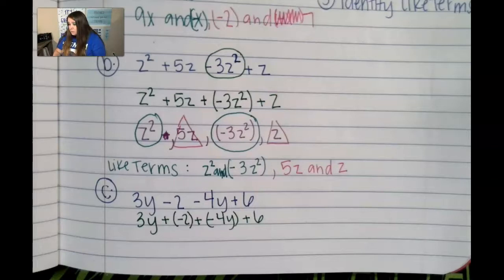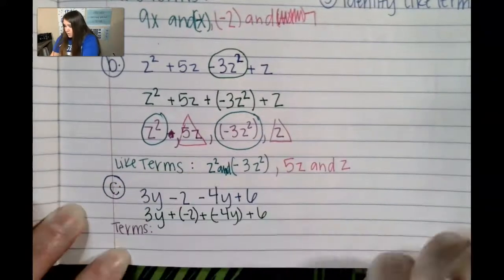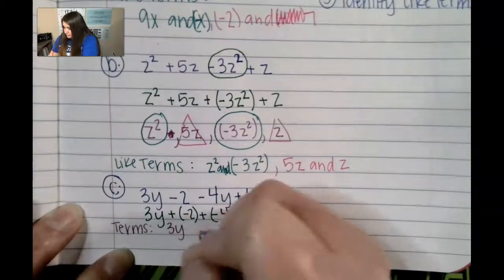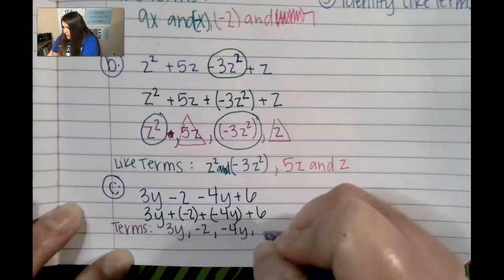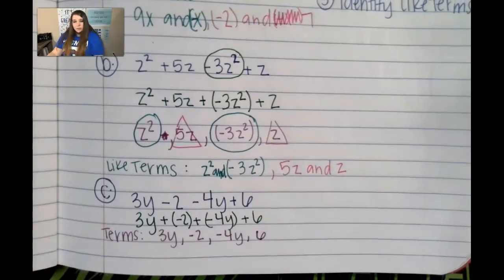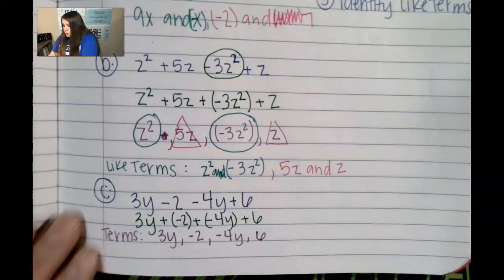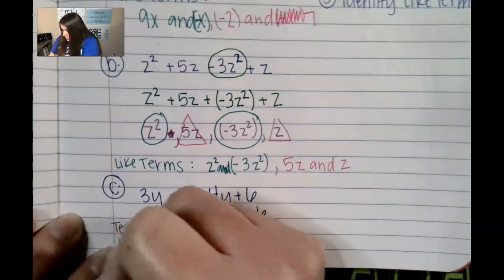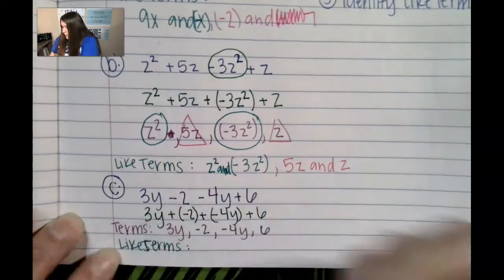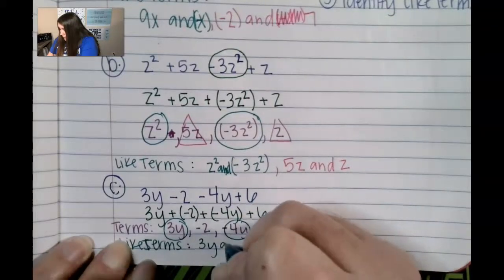Okay, now what we're going to do is we're going to put together or list our terms. So here are the terms. The terms that we are working with are 3y, negative 2, negative 4y, and a 6. Those are the terms that we are working with. Okay, things that are like terms. Let's check out our like terms. So, like terms, we have two sets of like terms here. We have our y's. So we have a 3y and we have a negative 4y.